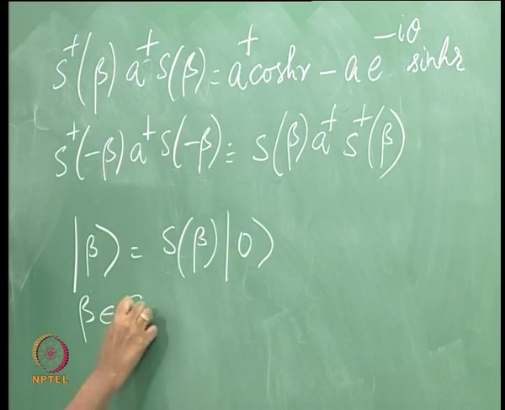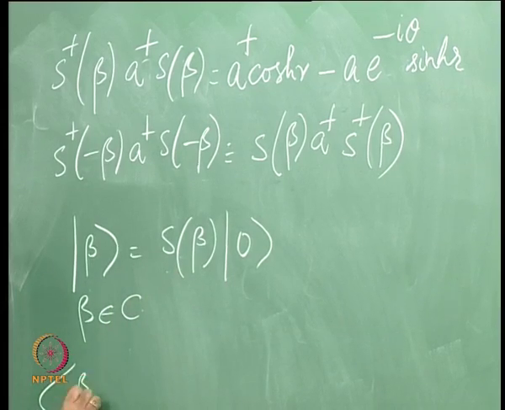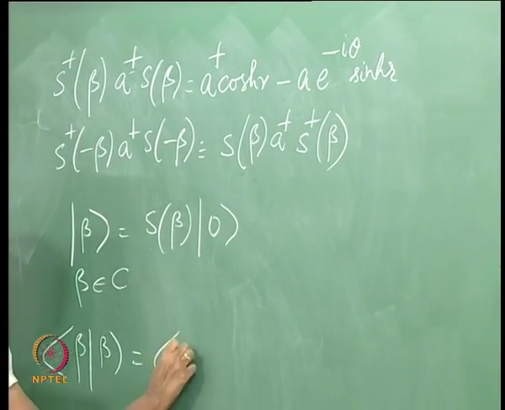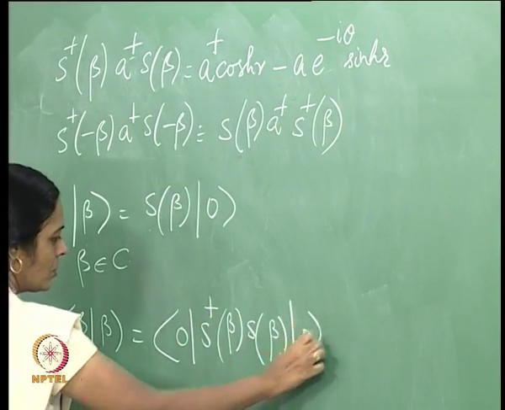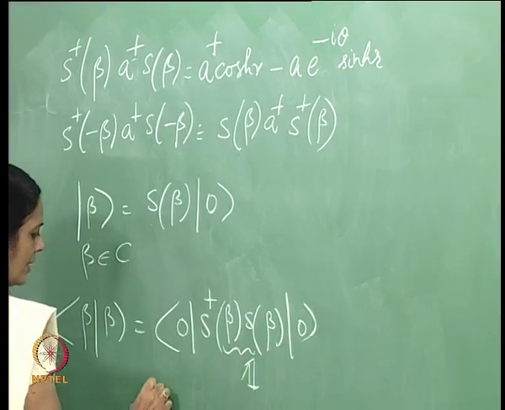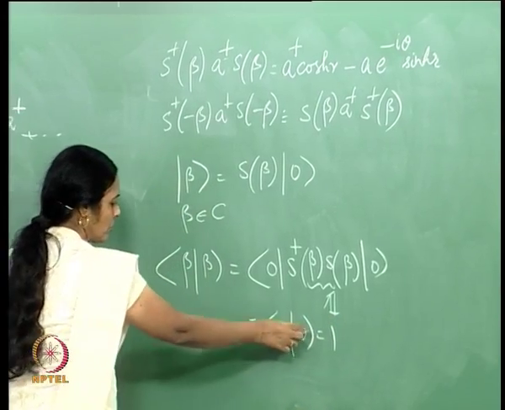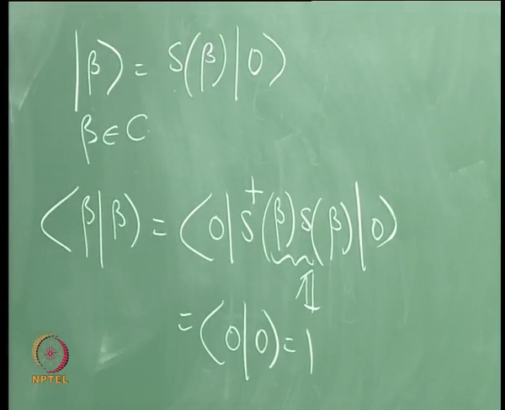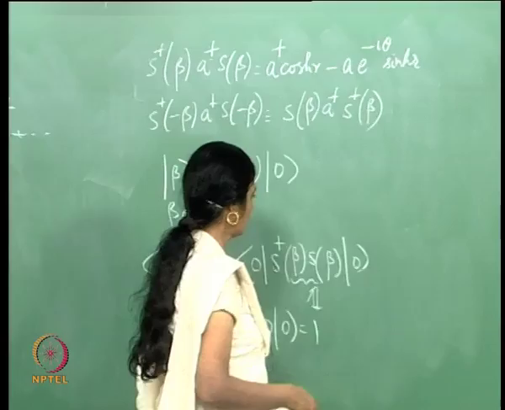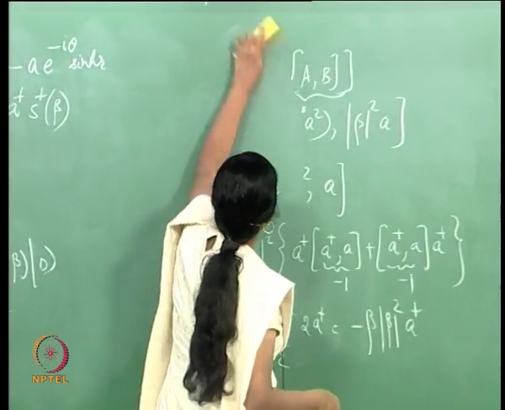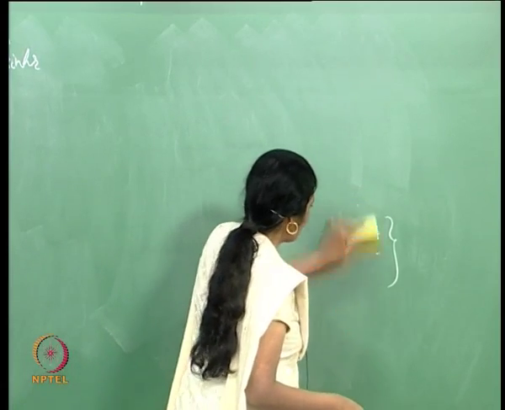Remember that beta is any complex number. It is very clear that ket beta is normalized to unity, because this is the same as S dagger of beta S of beta ket 0, and this object is identity, and therefore this is the same as the inner product of 0 with ket 0, with bra 0, and that is 1. So, this is a normalized state. What we need to show is that it is a squeeze state.